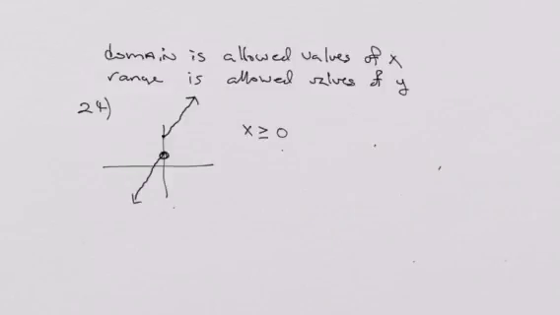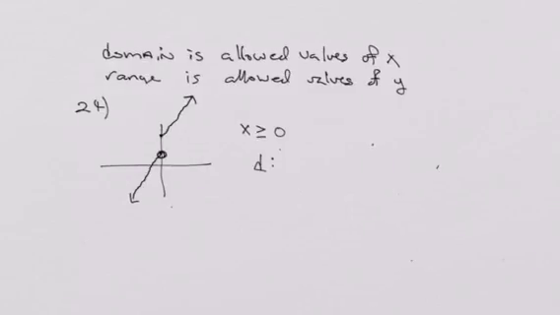So my domain is from negative infinity to positive infinity. Let's think about y values. Well, down here, as I put in a more negative value of x, I'm getting a more negative value of y. Here, as I put in a more positive value of x, I'm getting a more positive value of y. And in fact, I can get down to negative infinity for y.